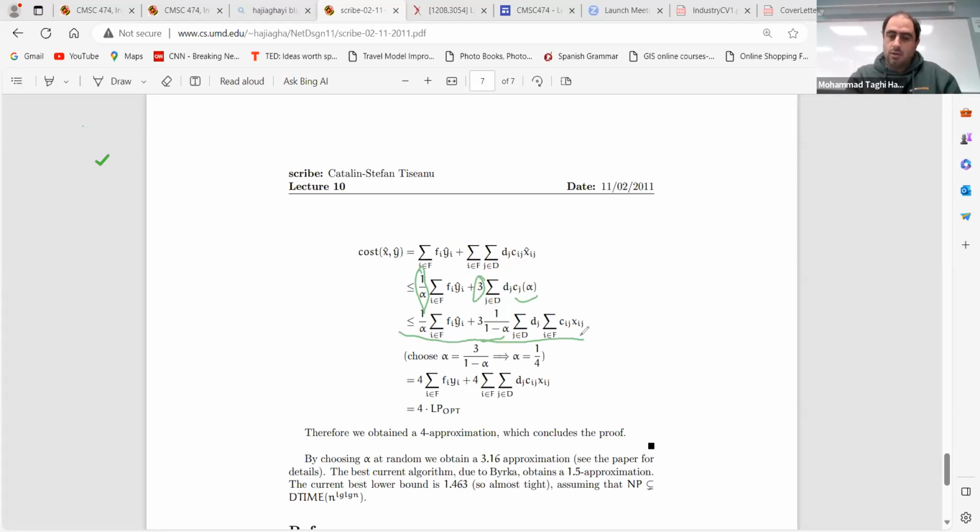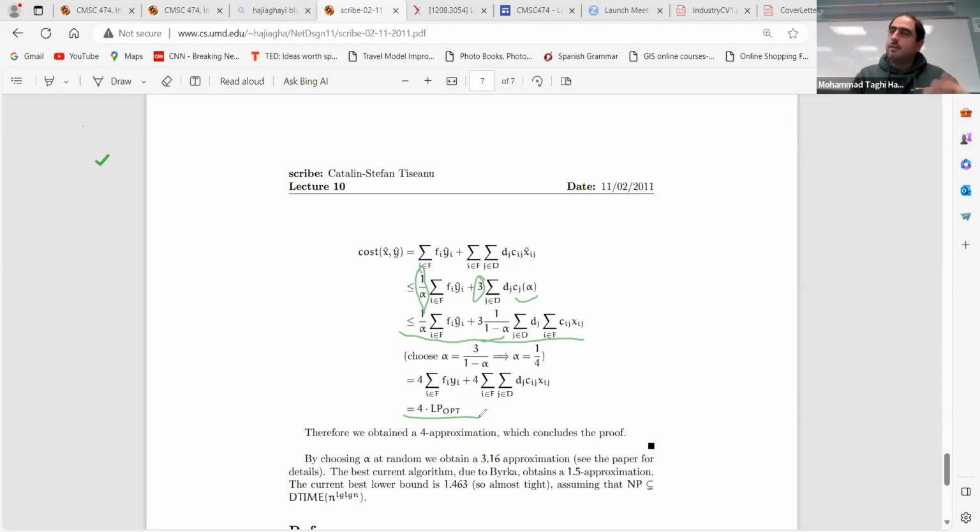Now, one way to get the final solution is to put these two coefficients equal. So if you put alpha equal to 3 over 1 minus alpha, you get alpha equal to 1 over 4. So these two would be the same thing. This would be 4. This would be 4 times the optimum solution, and we get a 4 approximation for the problem.